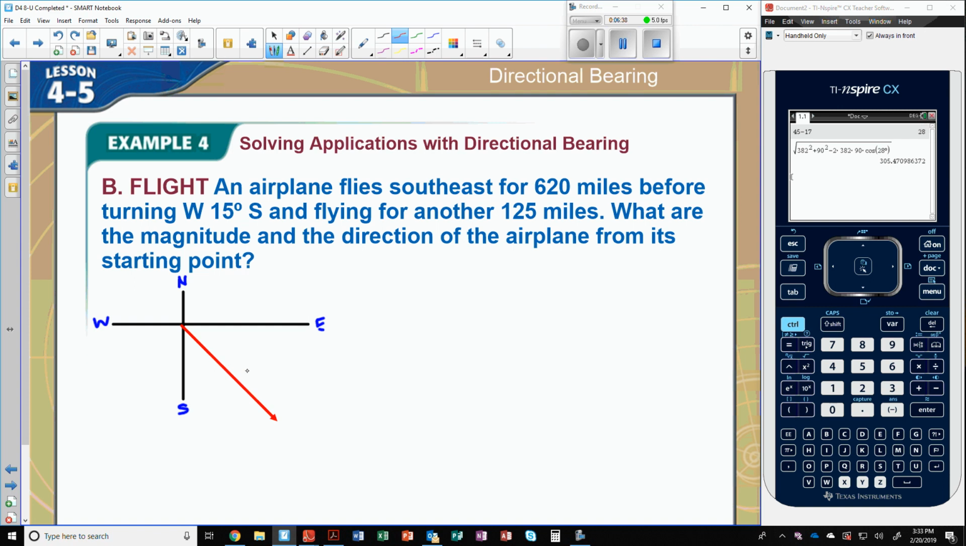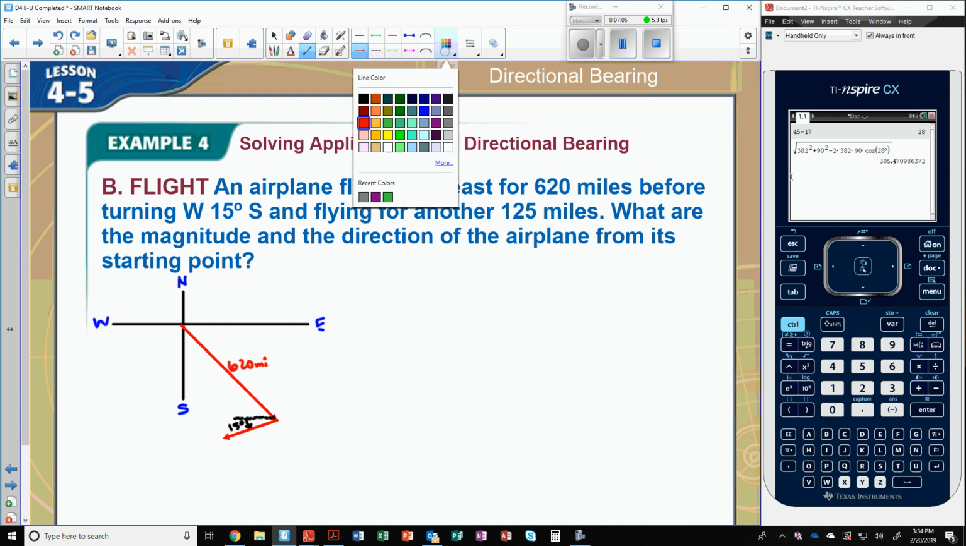So I'll put the 620 here so it doesn't mess up my triangle. The plane's going to turn west 15 degrees to the south and fly for 125 or so. So this right here, if you drew a dotted line, would go down 15 degrees. Now, what are the magnitude and direction of the airplane from its starting point? Basically, what we're trying to find is what would be its angle and distance from the starting point. What about this blue line? That's what we're looking to solve here.